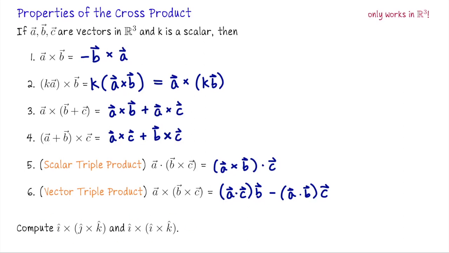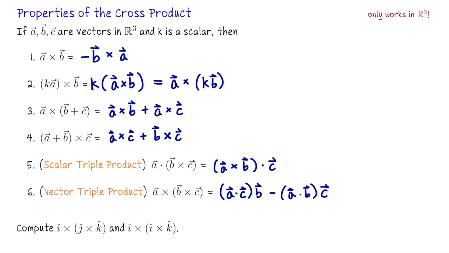Okay, I've put two exercises down here using the standard basis vectors I, J, and K. So let's compute I cross J cross K. So J cross K first, and then I cross that. And then I cross the cross product of I and K. A few different ways you can do this, and you should try them.